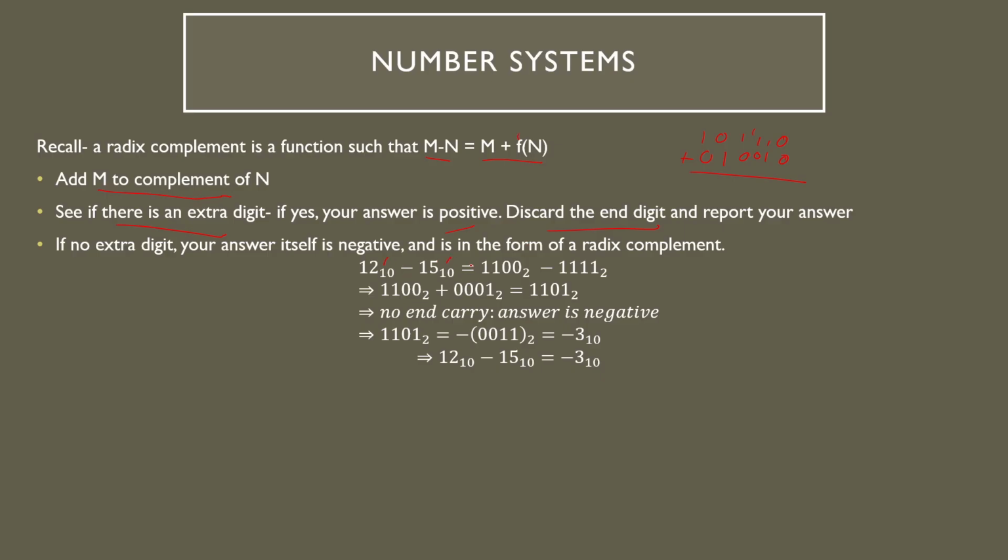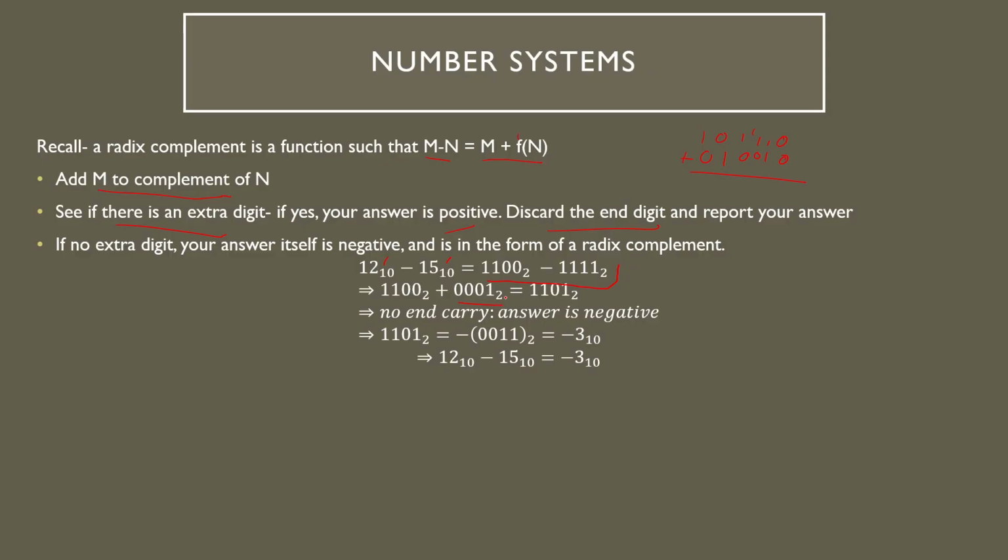12 base 10 minus 15 base 10. Usually you won't be given these decimal numbers, you'll just be given the binary equivalents, but you can sometimes convert them to decimal to check if your answer was correct. So you'll just be given this in a question. Now I need to subtract 1111 from 1100. How do I do that? Well, I can't subtract, I'll just add the complement.